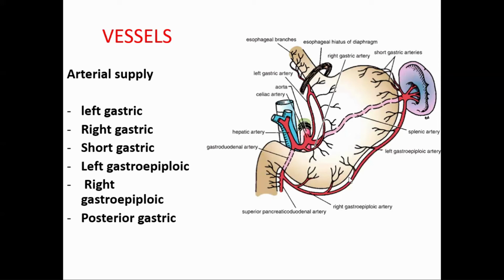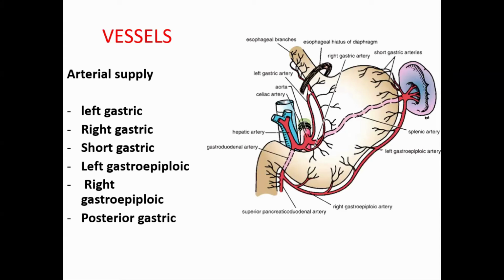Near the greater curvature, there are the left gastroepiploic and the right gastroepiploic artery. They anastomose with each other and supply the stomach. They lie close to the greater curvature. In addition, it is also supplied by the short gastric arteries, which are branches of the splenic artery, as well as the posterior gastric artery, which supplies the posterior surface of the fundus of the stomach, and it is also a branch of the splenic artery.